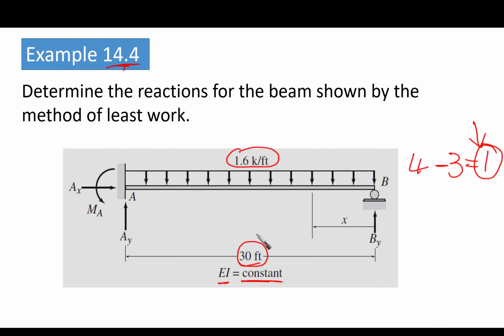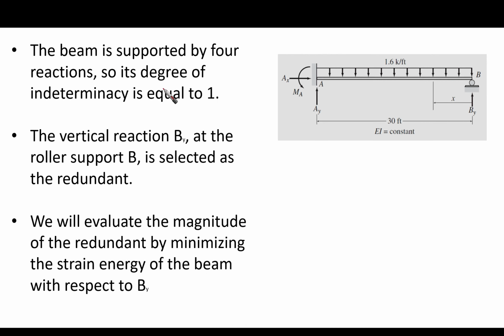Okay, so now let's go and understand it more. The beam is supported by 4 reactions, so its degree of indeterminacy equals what? 1, as I said. The vertical reaction, BY, at the roller support is selected as a redundant. You can select any reaction among the 4, but we have selected BY to make it easy for us.